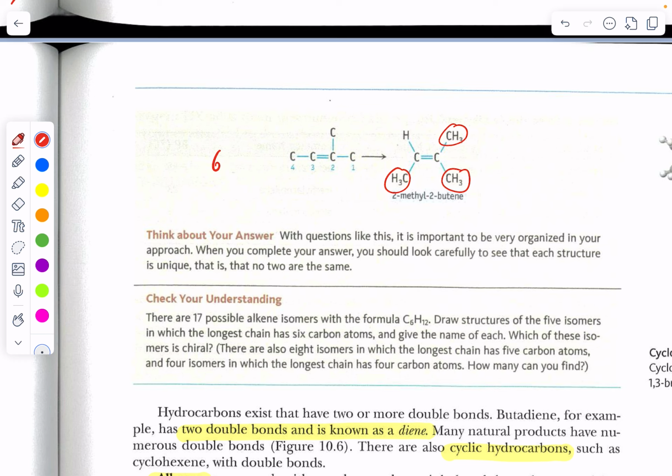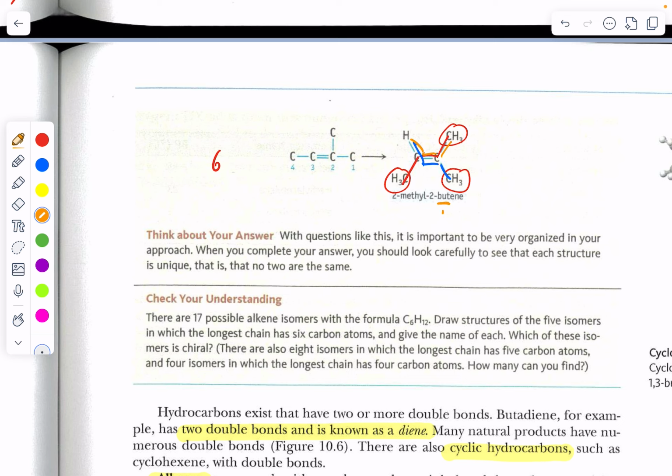Well, you could go like this: 1, 2, 3, 2, 3, 4. Or if you wanted to, you could go 1, 2, 3, 4. Or you could have gone from 1 to 2 to 3 to 4. There's just all kinds of ways you could do this, but the name is always going to be the same. They're not going to be different isomers. Any way you do it, the longest chain in a row is going to be 4.